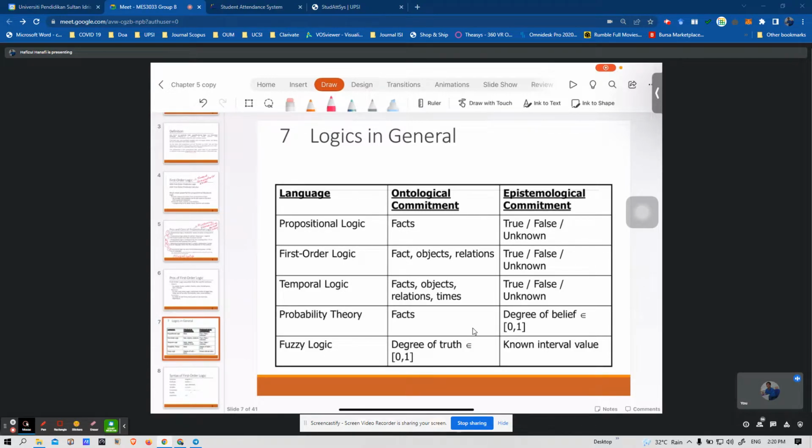What is ontological? Ontological shows the relationship between the concept and category in a subject area or domain. This one is basically to show the relationship between concept and category.